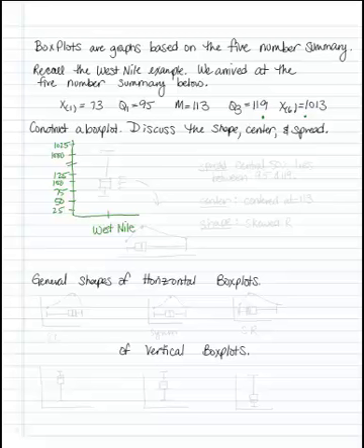Draw in 5 tick marks. Each tick mark represents a number in the 5-number summary. The first tick mark is your minimum. Second tick mark is your first quartile. The next tick mark is your median. Then your third quartile. And then your maximum.